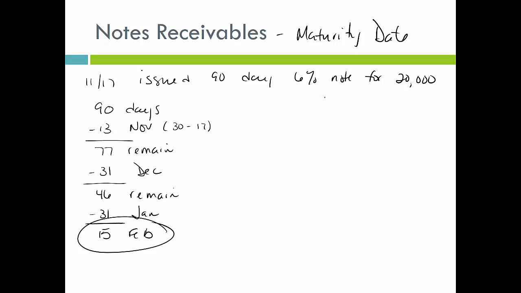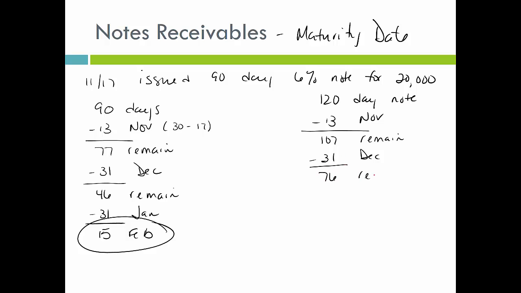As another quick example, if this was a 120-day note, again in November, I'm going to use up 13 of those days, right? 30 days in November minus the 17th when I issued it. So at the end of November, there are 107 days remaining. I'm going to use up 31 of those in December. So at the end of December, there are 76 days remaining. In January, I'm going to use up another 31. So at the end of January, there are 45 days remaining.